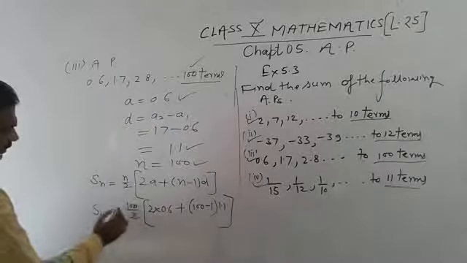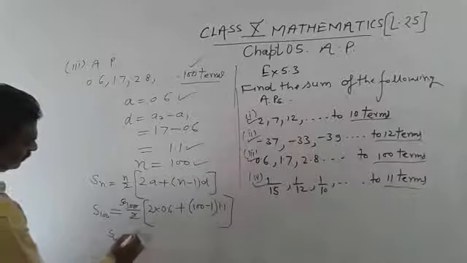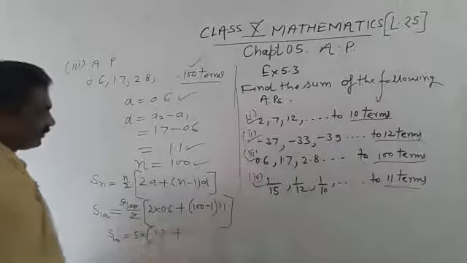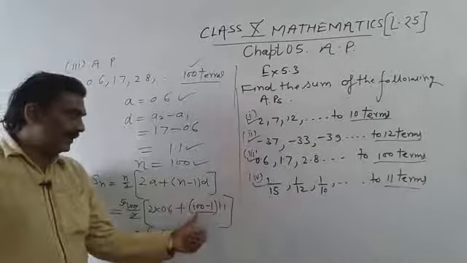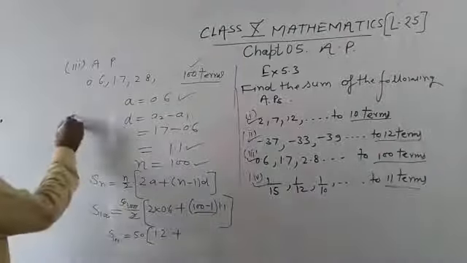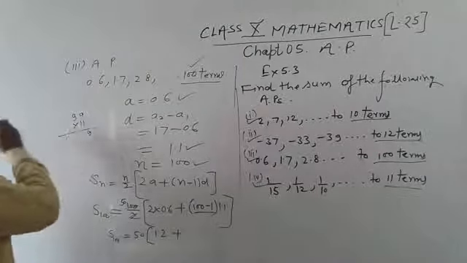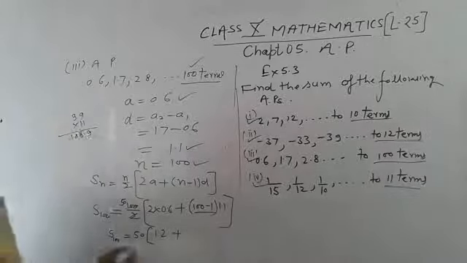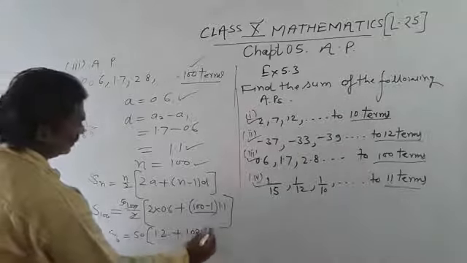2 into 50, 50 times. S100 is equal to 50 into (1.2 plus, students, here 100 minus 1 is 99, 99 into 1.1). 99 into 1.1 is 108.9 students. Check it.